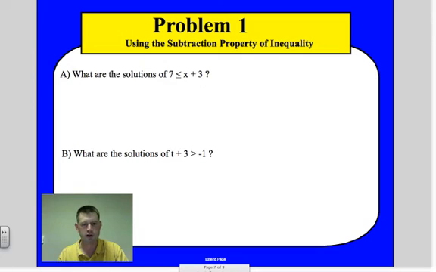What are the solutions of 7 is less than or equal to x plus 3? Well, we'll do this first one together, then I'm going to have you do the other one on your own. We're going to subtract 3 from both sides, just like we did before. You get x is less than or equal to there, and 7 minus 3 is 4.